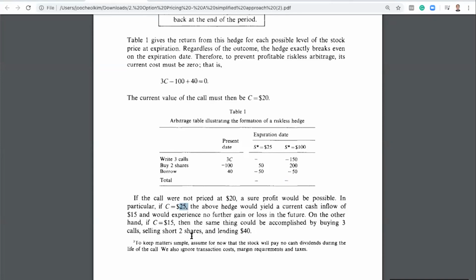And then it also explains what if the price is less than the equilibrium value, then you have to take the opposite position. So you have to buy the option, not sell the option, buy the option and short 2 shares and then invest money. Then you will get the profit also. So it's just the explanation of how to make the arbitrage if the price is not at the no arbitrage price.